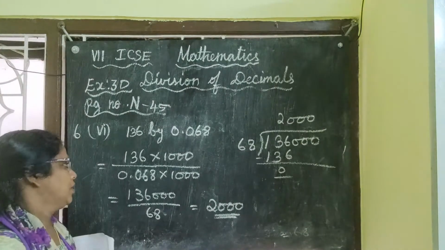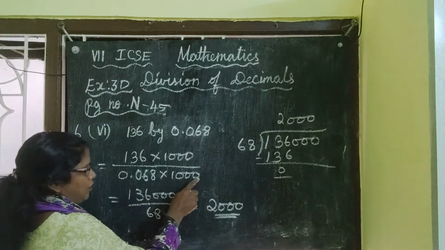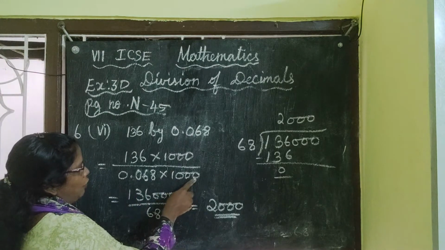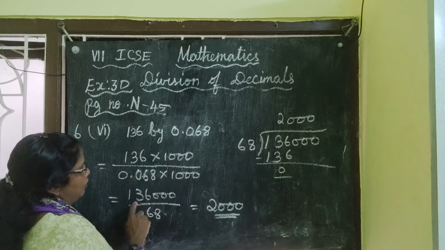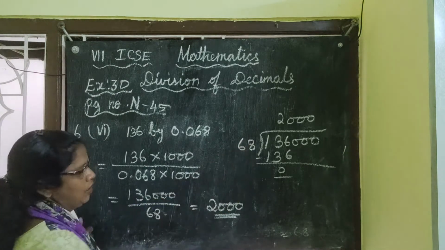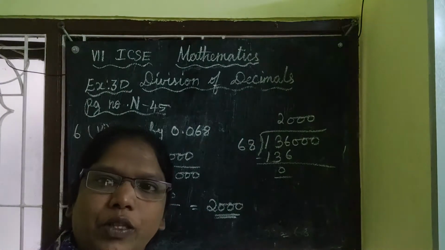Understood? Yes. See the decimals and multiply with that many zeros. So 3 decimals, 3 zeros, I am multiplying by 1000 up and down. So then I am multiplying 136 into 1000, 136,000 by 68. When you divide, you are getting 2000 as answer. Next we will move to the 7th one.